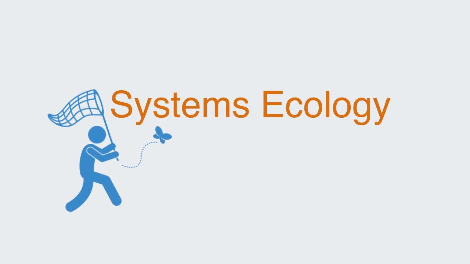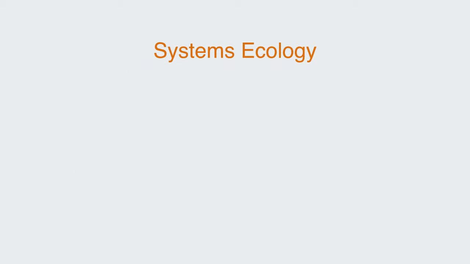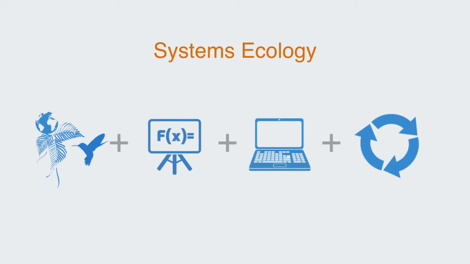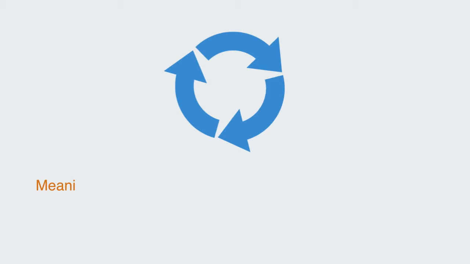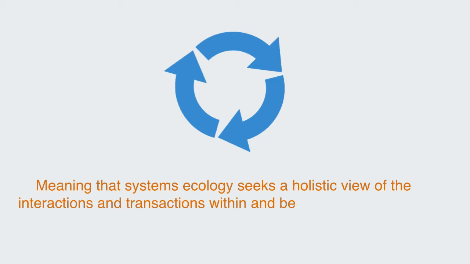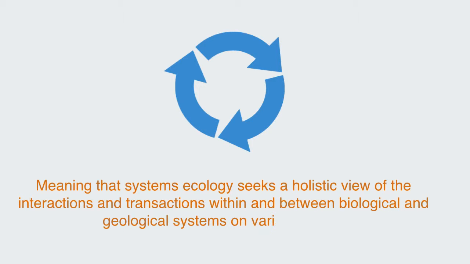Systems ecology is then the study of ecosystems that uses mathematical modeling, computation, and as the name implies, is based upon systems theory. As with other areas of systems science, the use of systems theory as an approach involves the adoption of a holistic paradigm based around synthetic reasoning, meaning that systems ecology seeks a holistic view of the interaction and transactions within and between biological and geological systems on various scales.